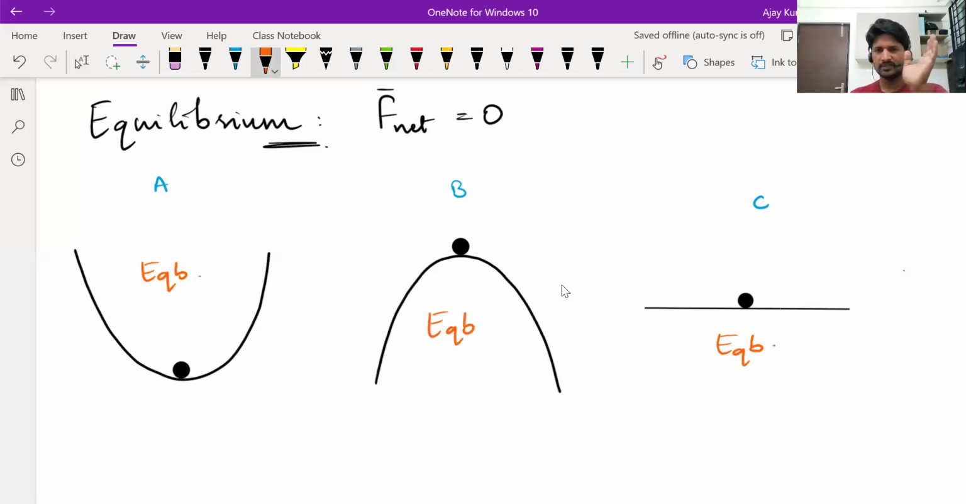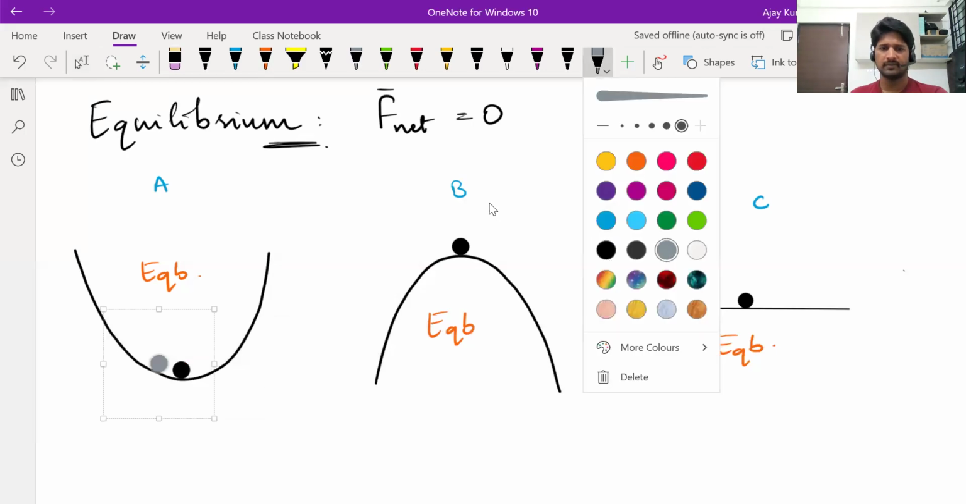But there is something different about these three situations. In the first situation, first case, you take the object, the ball, to the immediate next position, maybe somewhere here or that side. Okay, next position. When it is at the next position, I'll show it in gray.